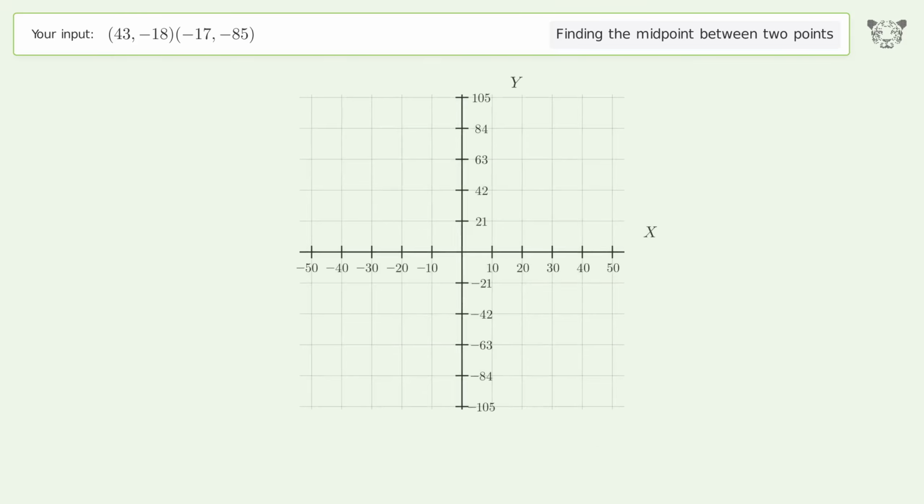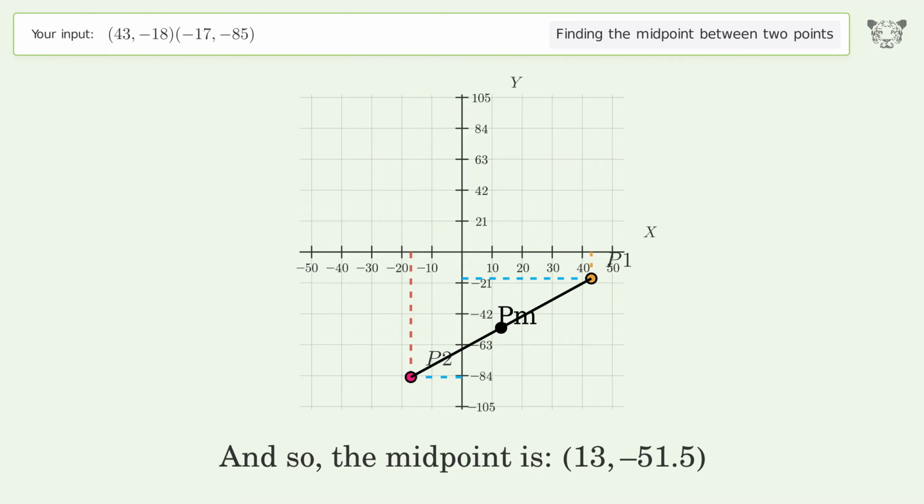And so, the midpoint is 13, negative 51.5.